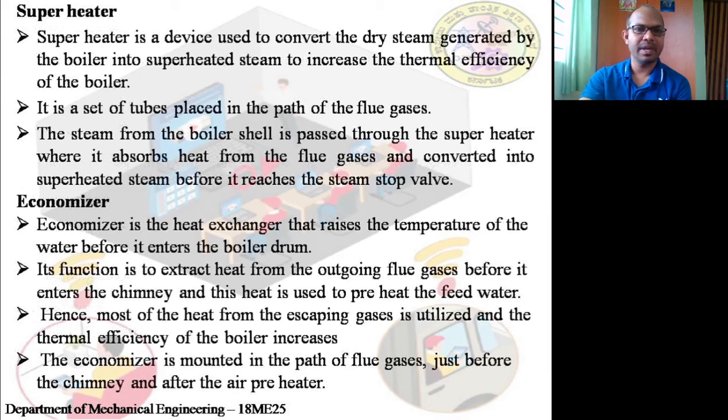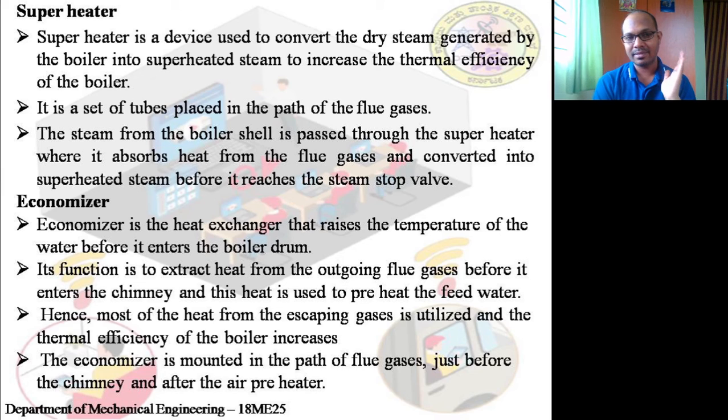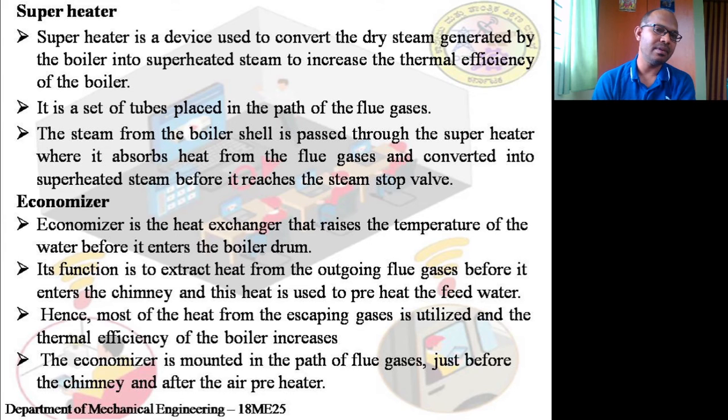Steam trap and steam separators. Now, the superheater, as I have already explained what the use of the superheater is in a Babcock and Wilcox boiler, as it is always separated from the drum. This superheater is a device used to convert the dry steam generated by the boiler into superheated steam to increase the thermal efficiency of the boiler. Basically, a superheater can also be defined as the one which converts wet steam into dry or superheated steam, which is the required steam for any sort of turbines.